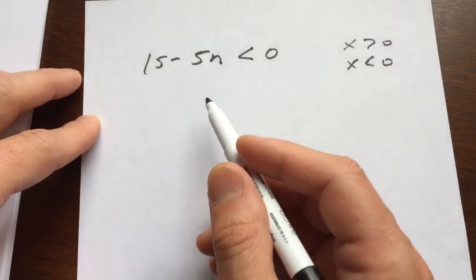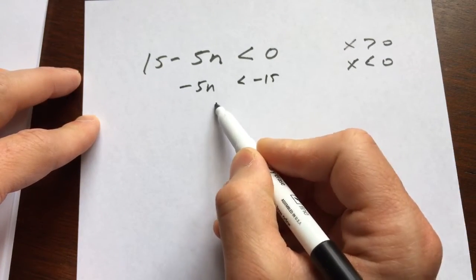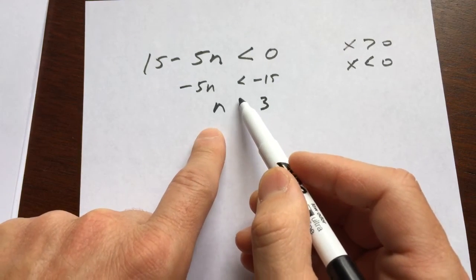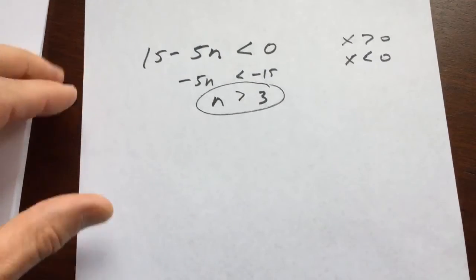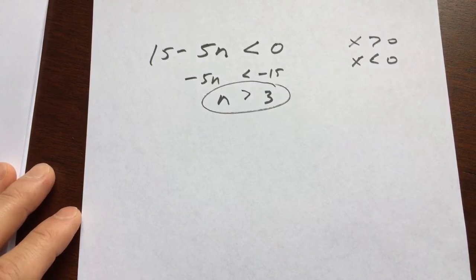So basically if you solve this, you get negative 5n is less than negative 15, and if you divide by negative 5, we talked about this a little bit earlier, what happens to the sign when you divide by a negative? It flips, so n is greater than 3. So that's the idea on that one. So other questions, other things you want to ask.